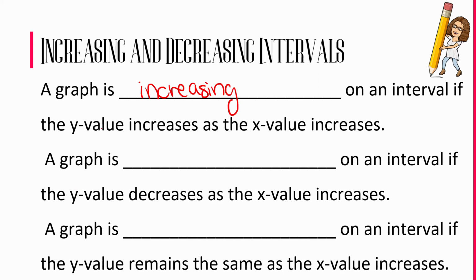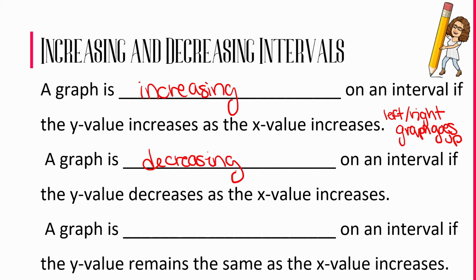Now, this line right here is literally them saying left to right, graph goes up. That is what they're talking about here. Okay? So as I go left to right, aka as x value increases, my y value increases, the y value goes up. Now the graph is decreasing if on the interval the y value decreases as the x value increases. Now again, that means from left to right, graph is going down. So that looks like, if I draw a car on that graph, the car would be going down the hill.